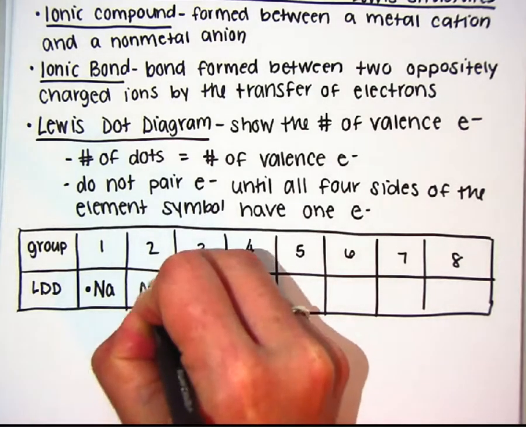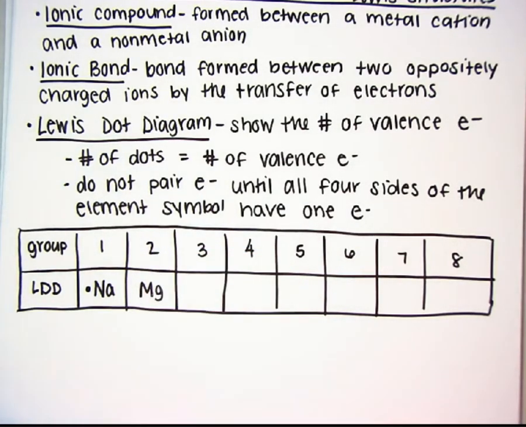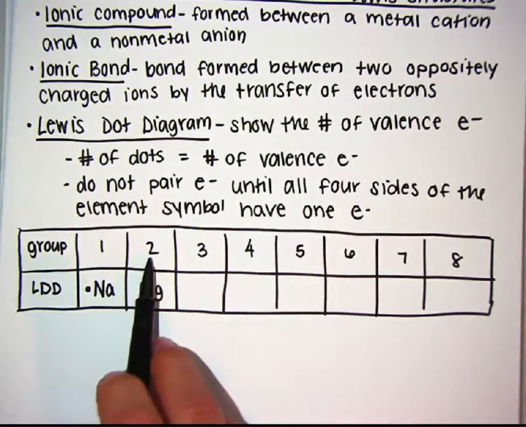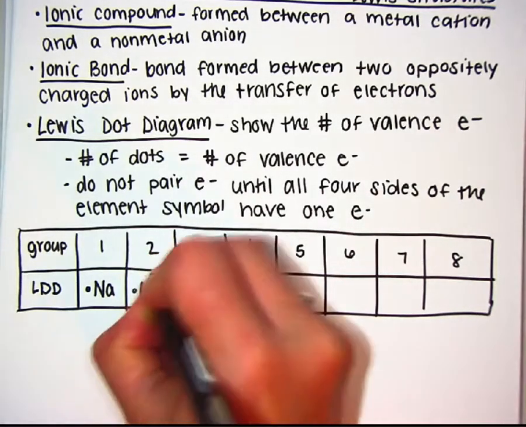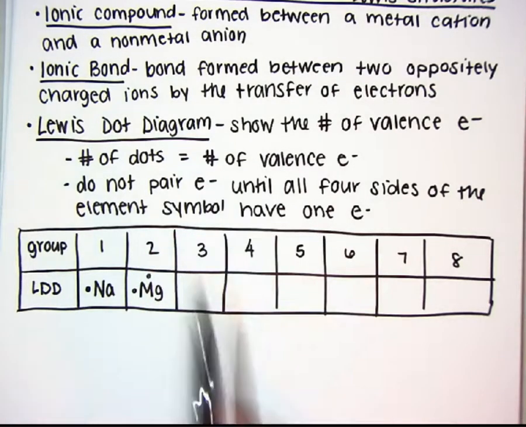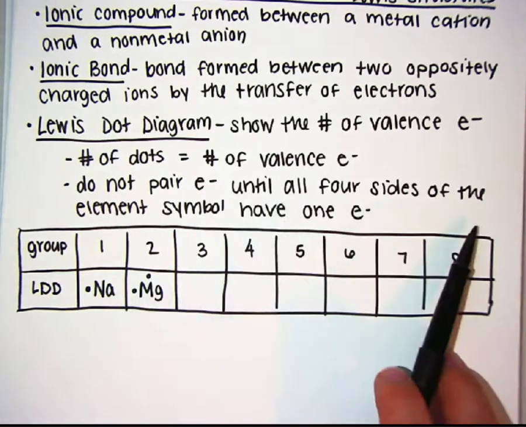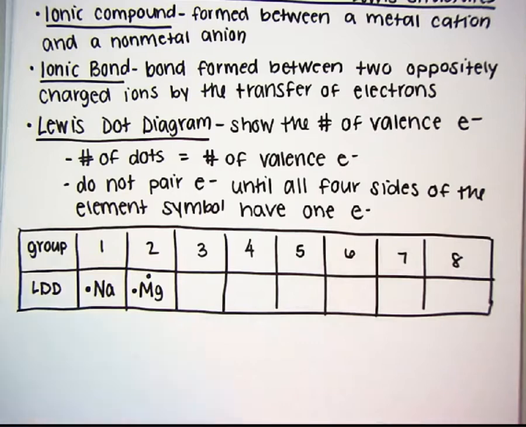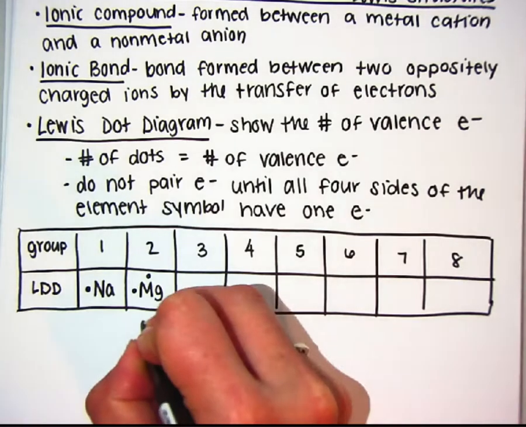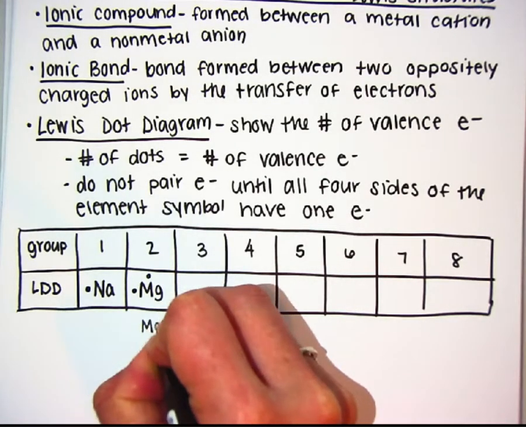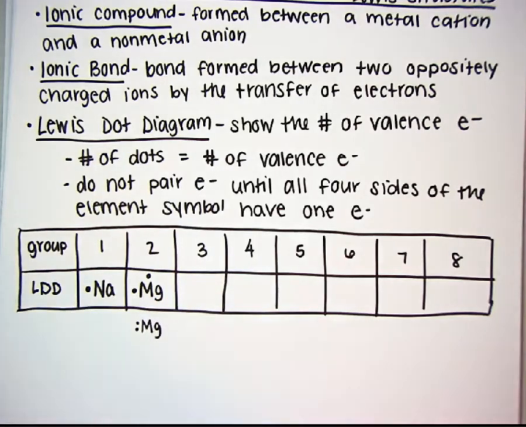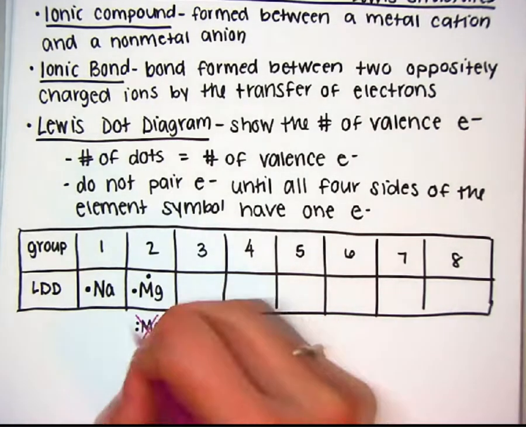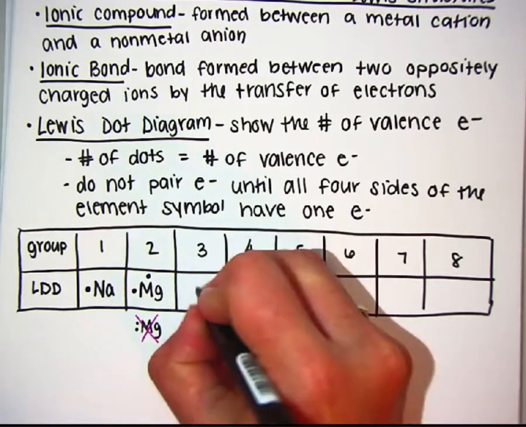Moving right across the periodic table, next will be magnesium. Magnesium is in group 2, 2 valence electrons. It gets 2 dots. Remember we said do not pair electrons until each of the 4 sides have at least 1 electron. So if you were to draw it like this and you paired up those 2 dots in magnesium, this one would be incorrect. Next is aluminum.